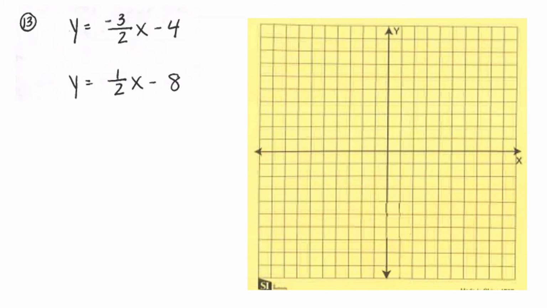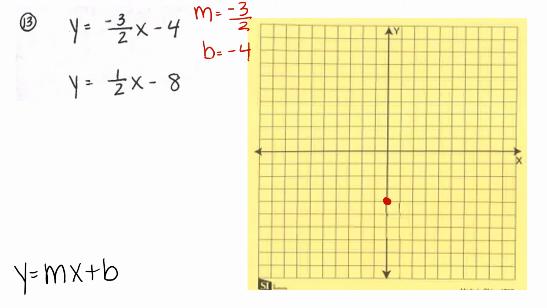For number 13, we're going to start by referencing our slope-intercept form equation, y equals mx plus b. That helps us pull out the rate of change in the first problem, the mx value, -3/2, and the b value, the -4. We start at 0 and we graph the -4 first and put a point. We then graph our -3/2.